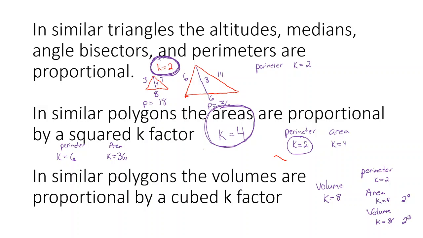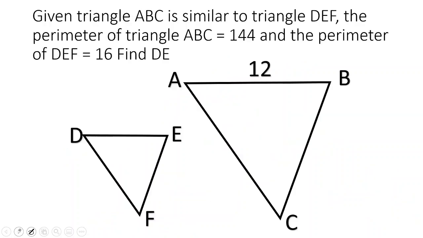Okay? If we chose a different value, like K for perimeter equals 10, for area, K would equal 10 squared, or 100. 10 times 10 is 100. And for volume, K would be cubed, so we take 10 cubed. And so 10 cubed equals 1,000. All right? So that's how the proportional values for perimeter, area, and volume work.